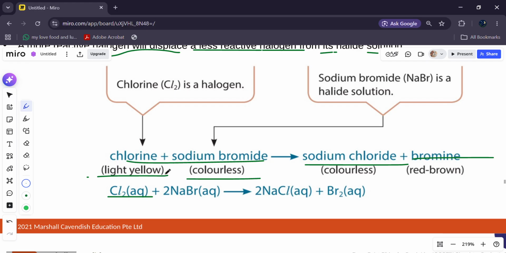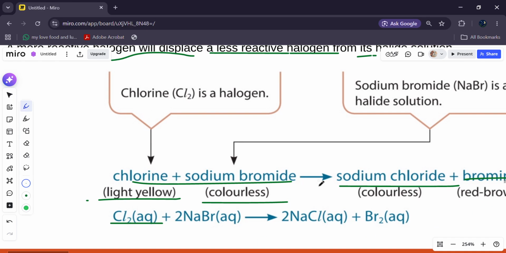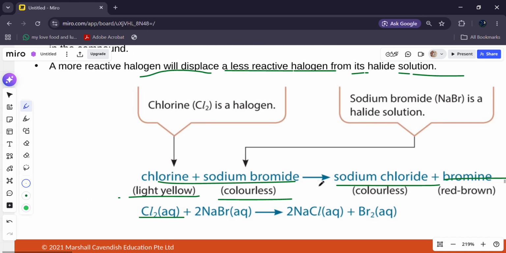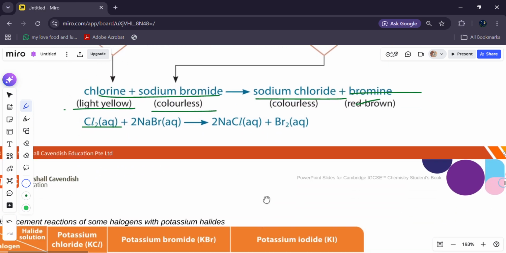So chlorine took bromide's space. Why? Because chlorine is more reactive than bromine, so it took the place of bromine. Chlorine was like, hey, I'm more reactive than you, so give me your spot. And bromide did give it a spot, leaving itself on its own. Bit harsh, don't you think?